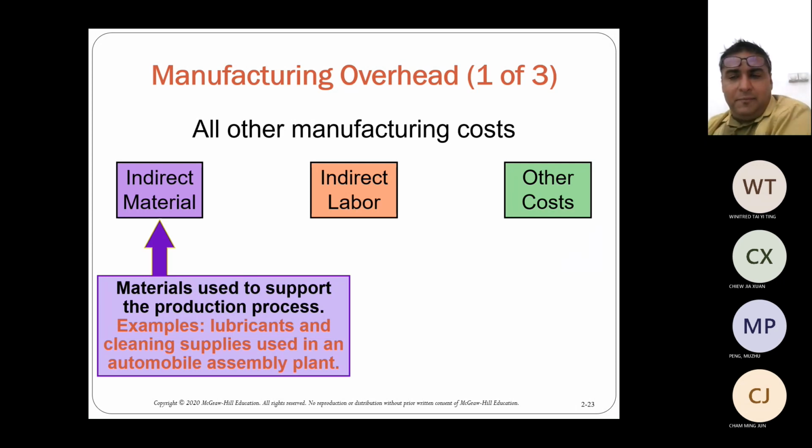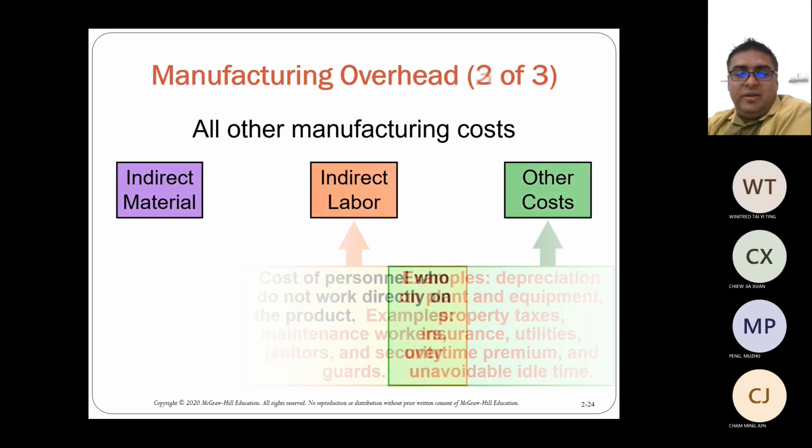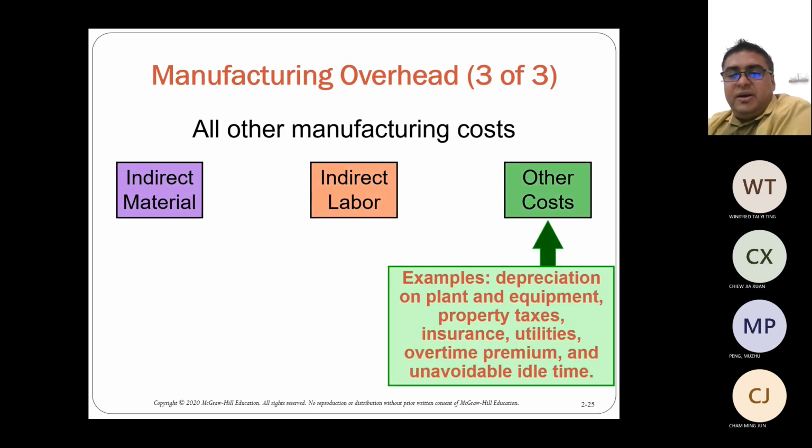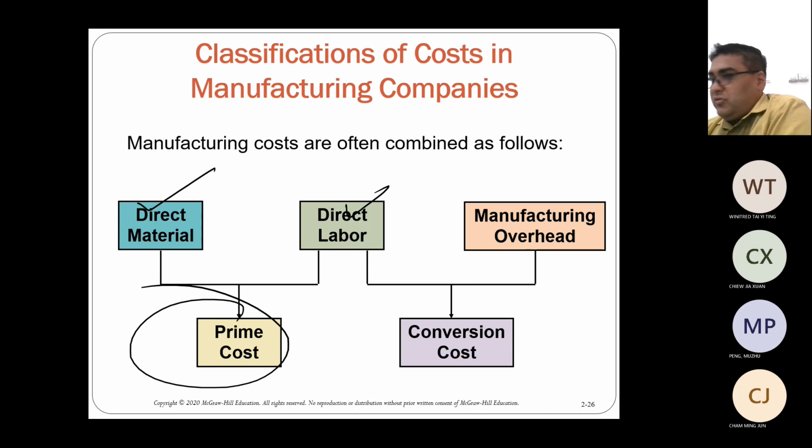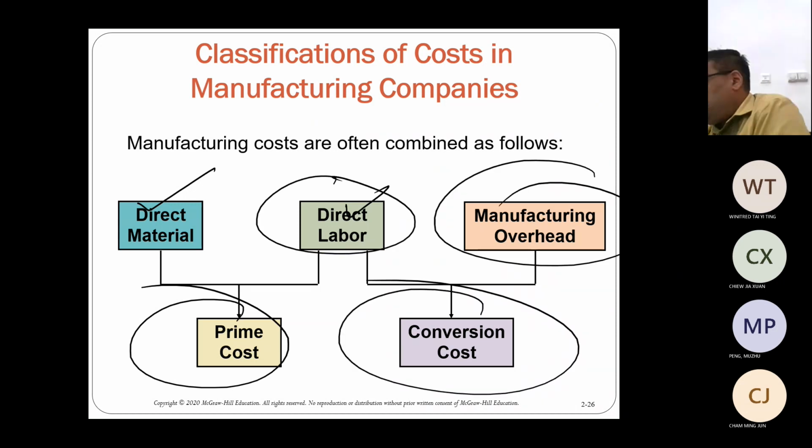Are you with me? Okay, now you can see all the examples given here: depreciation, property taxes for the factory, insurance, utilities, overtime premium. These two, don't worry, I will teach you next week when I teach you process costing. I need to teach you how to calculate overtime, how to calculate idle time. A lot of mathematics next week. So you see here, direct material and direct labor, you get prime cost. Direct labor and manufacturing overhead, you get conversion cost.